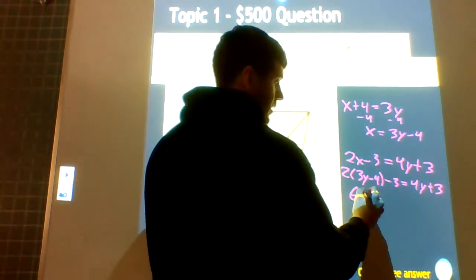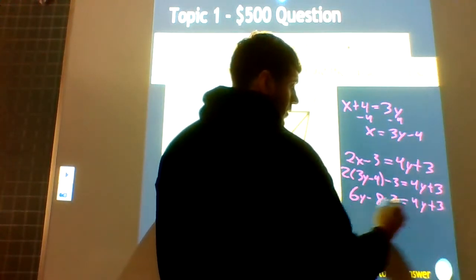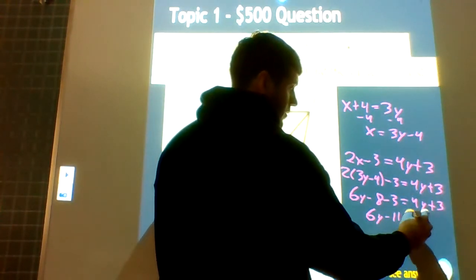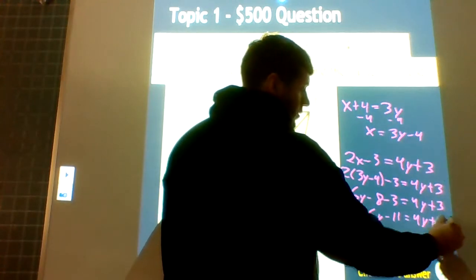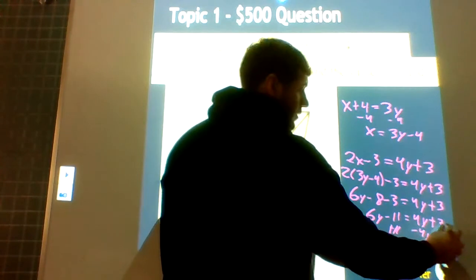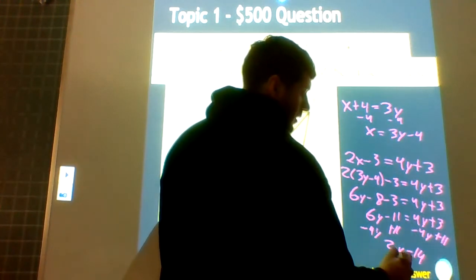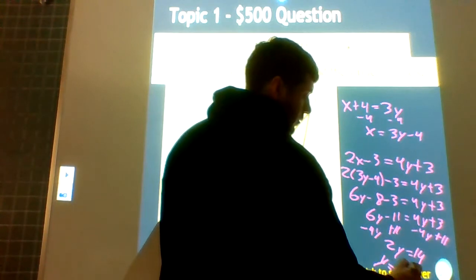Okay, that's 6y minus 8 minus 3. That's 6y minus 11. Subtract 4y from both sides. Add 11 to both sides. We get 2y equals 14, so we get y equals 7.